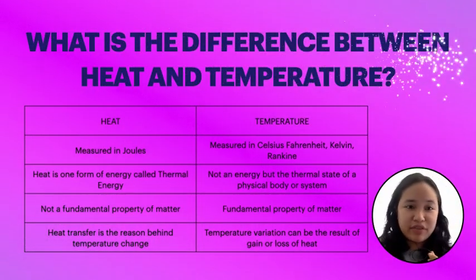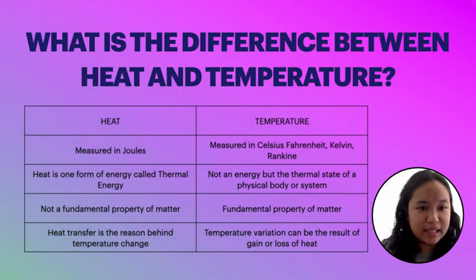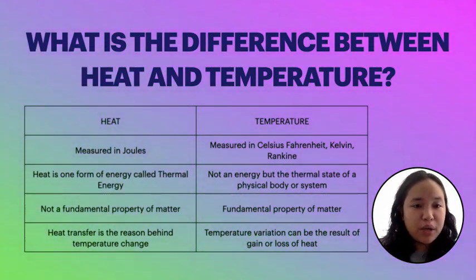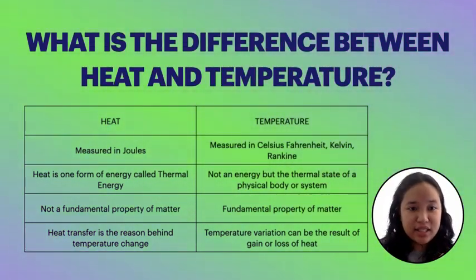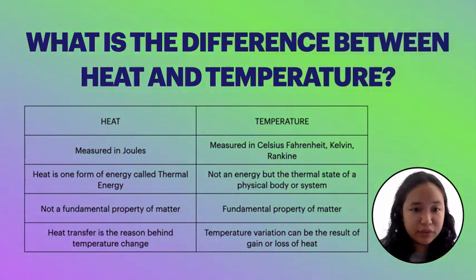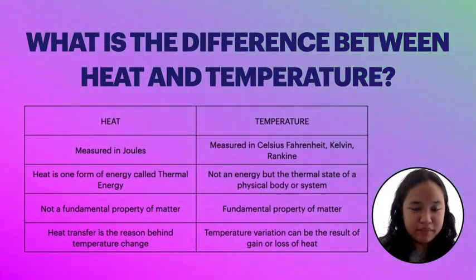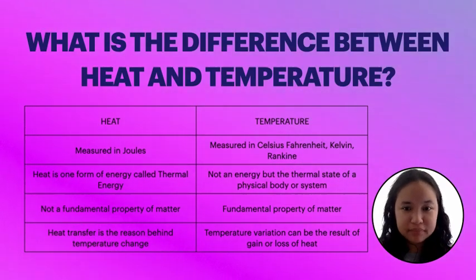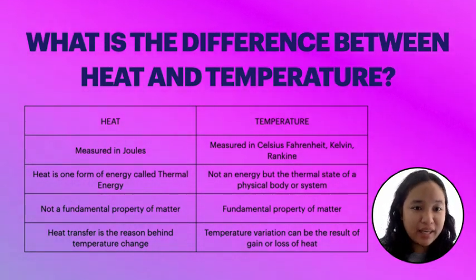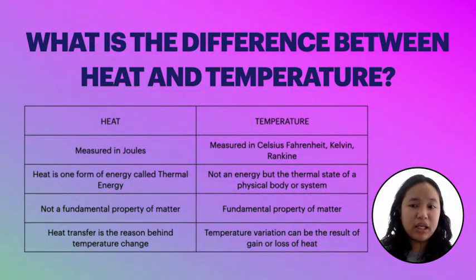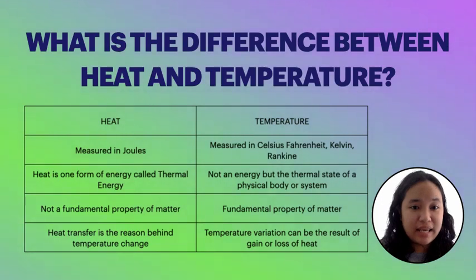So what is the difference between heat and temperature? Okay, so first of all, heat is measured in joules, and temperature is measured in Celsius, Fahrenheit, Kelvin, or Rankine. Next, heat is a form of energy called thermal energy. Since heat is measured in joules, it is energy. Temperature, on the other hand, is not an energy but the thermal state of a physical body or system. So kani si temperature, dili siya energy, it is a state.